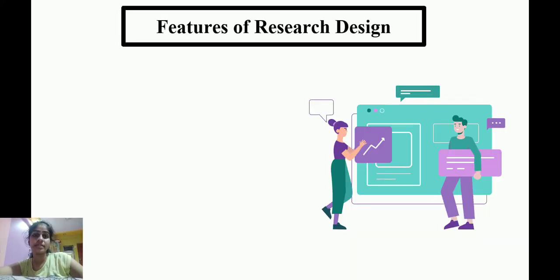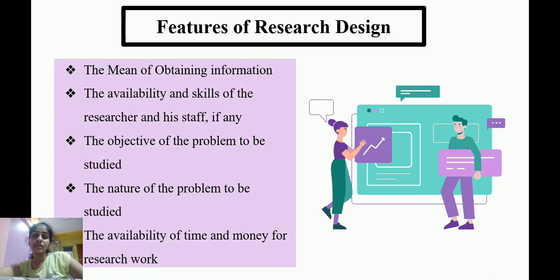Features of research design. The main feature of research design is to obtain information. The information must be accurate, proper and genuine. The availability of the skills of the researcher and his staff should be proper. Skill must be proper of the researcher. Then only the research can further be done properly.